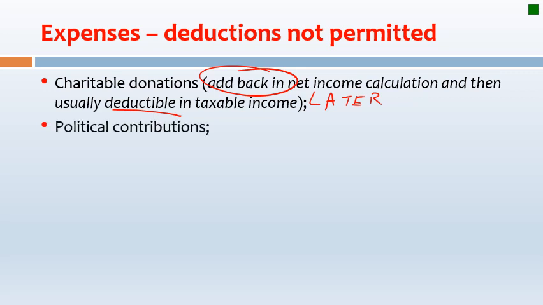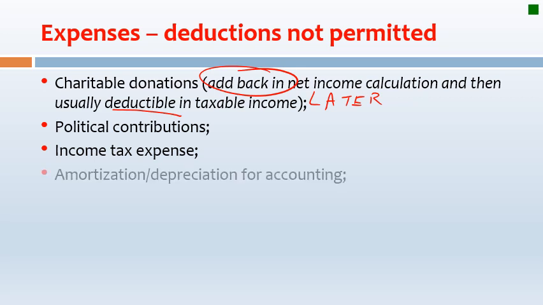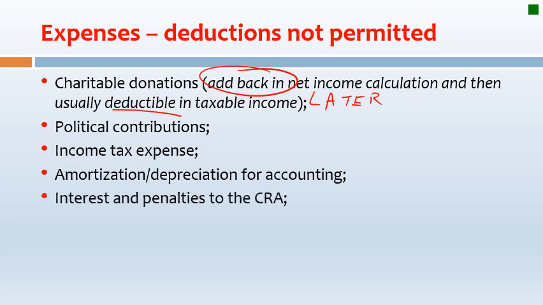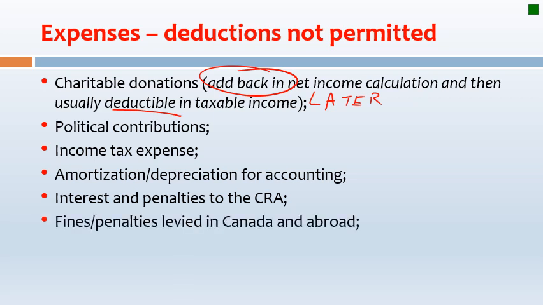Next up is political contributions, not deductible from corporate business income. Income tax expense is not actually a deduction that you can make. So if that's included in net income for accounting purposes, you definitely have to add that back. Amortization or depreciation expense for accounting we know is not a permitted deduction. Interest and penalties to the CRA, those are not permitted deductions. Fines and penalties levied in Canada and abroad. So any fines or penalties that are incurred cannot be deducted for tax purposes. Any capital items, and we're going to talk about those very soon, can also not be deducted for tax purposes. Those are dealt with through CCA. We'll talk about that next.